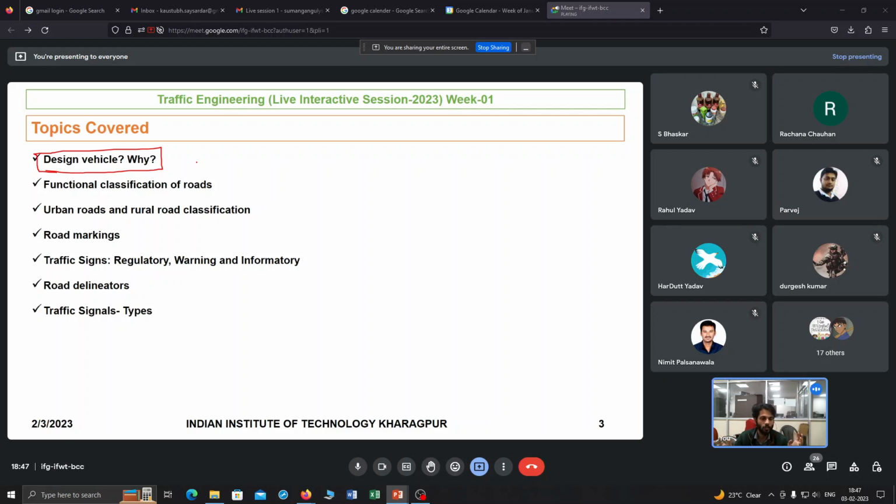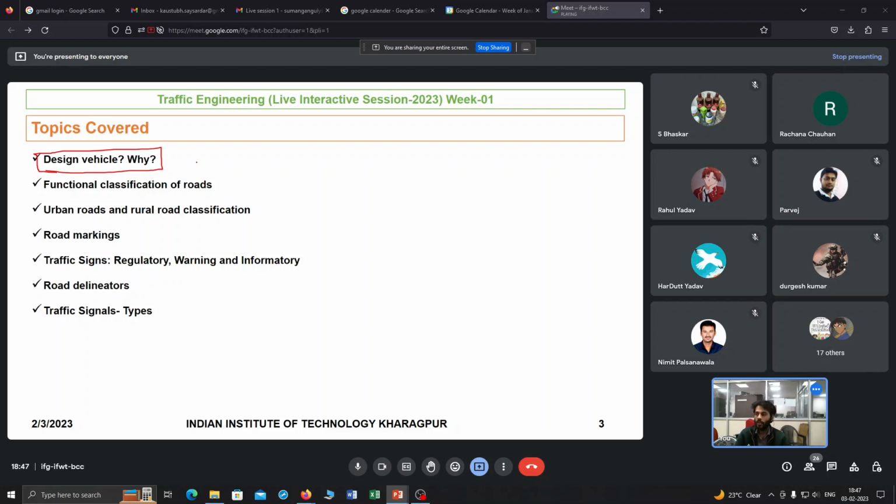Operating capability: suppose the power to weight ratio of a cycle, or maybe a motorbike, compared with a bus or any heavy vehicle, is very different, right? So now we need to decide what the width of the road should be, what the side distance should be. Those things have to be decided. So how do you decide it? There are so many things.